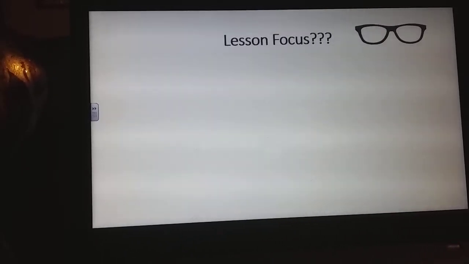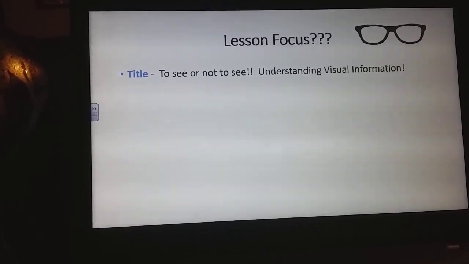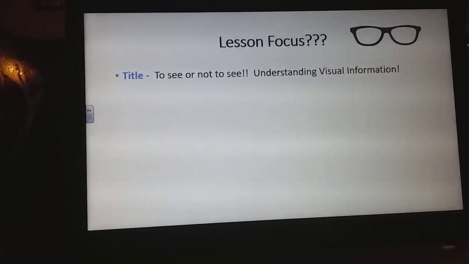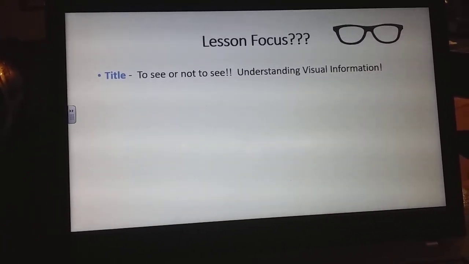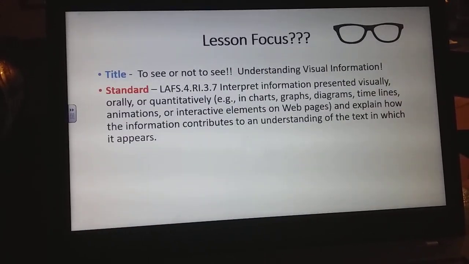All right, so let's go ahead and start out with our lesson focus. Our title is To See or Not to See, Understanding Visual Information. All right, guys, our standard says to interpret information presented visually, orally, or quantitatively.